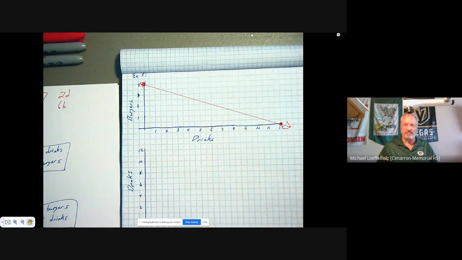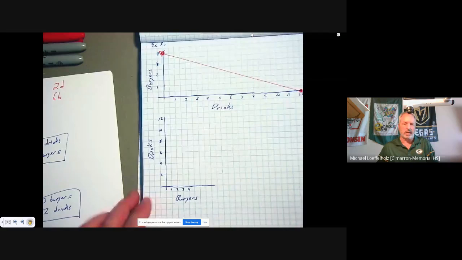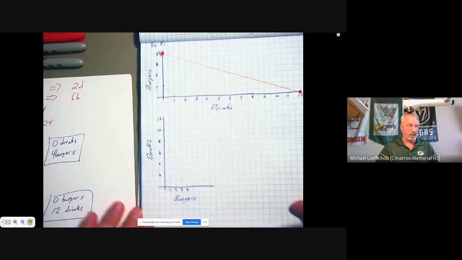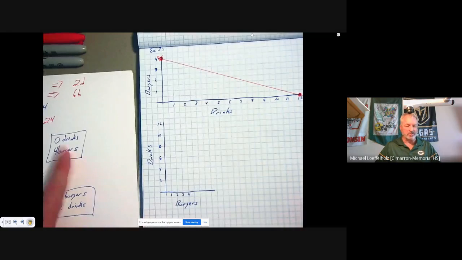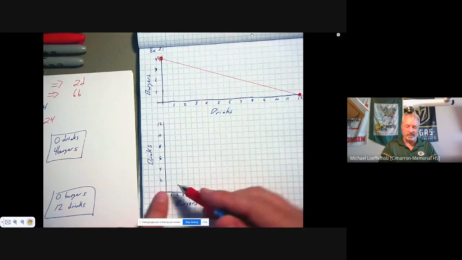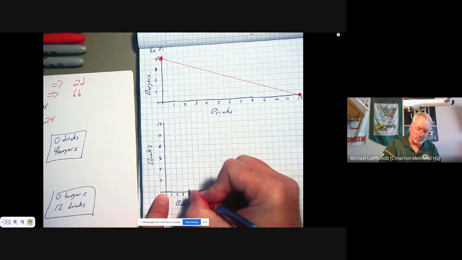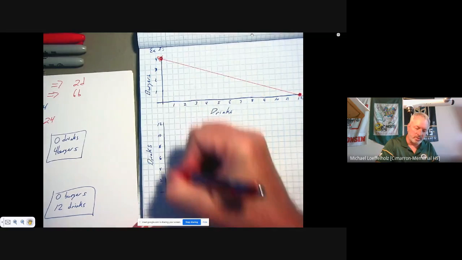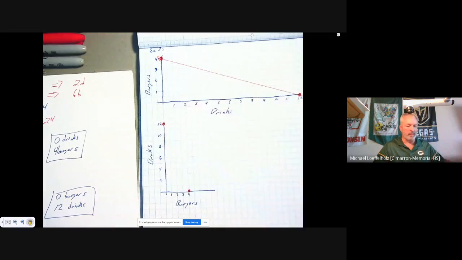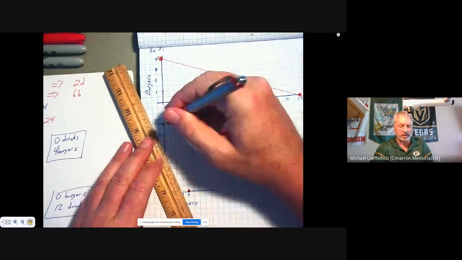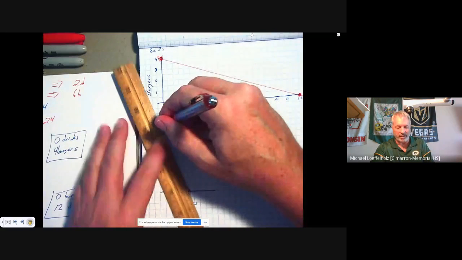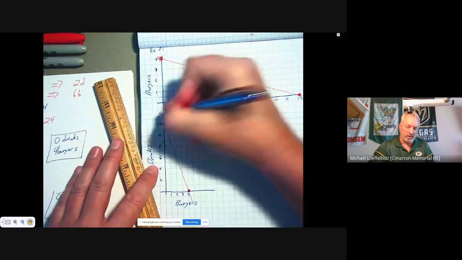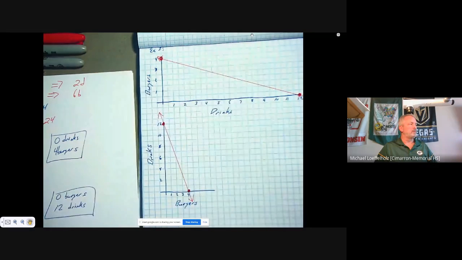Now you're going to see the other graph looks similar. I mean, it's a straight line, so they can only be so different, right? But now if I graph it this way, again, I'm doing 0 drinks, 4 burgers. Well, 0 drinks means I'm here. 4 burgers means I'm going to the right. And the other one, 0 burgers, 12 drinks, means I go up this way. And there is my graph.